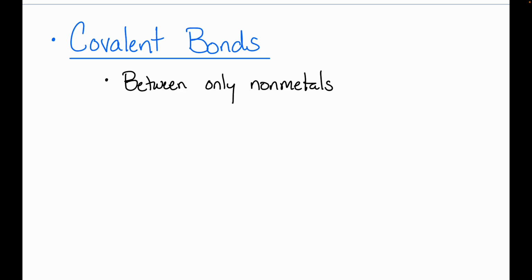So we have this keyword that we're going to have synonymous in our mind with a covalent bond, and that is the sharing of a pair of electrons, or a shared pair of electrons.